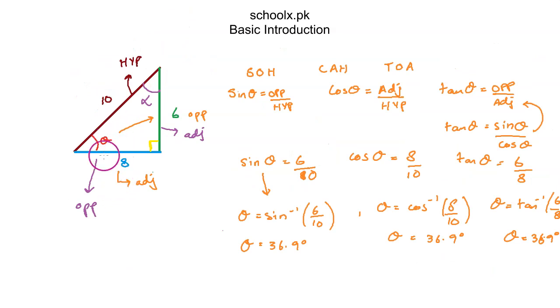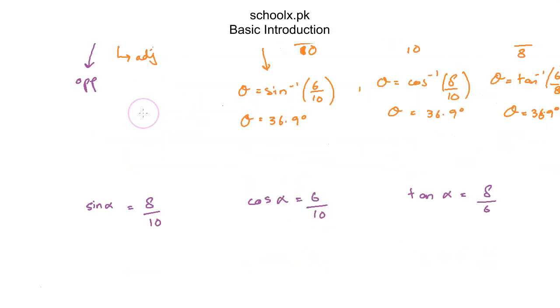Sine of alpha is opposite over hypotenuse. The opposite in the case of alpha is 8, so 8 over 10. Cos of alpha is adjacent over hypotenuse. Adjacent in the case of alpha is 6, so 6 over 10. And tan of alpha is opposite over adjacent. For alpha, the opposite is 8 and adjacent is 6. So tan of alpha is 8 by 6. So 8 by 10, 6 by 10, and 8 by 6.